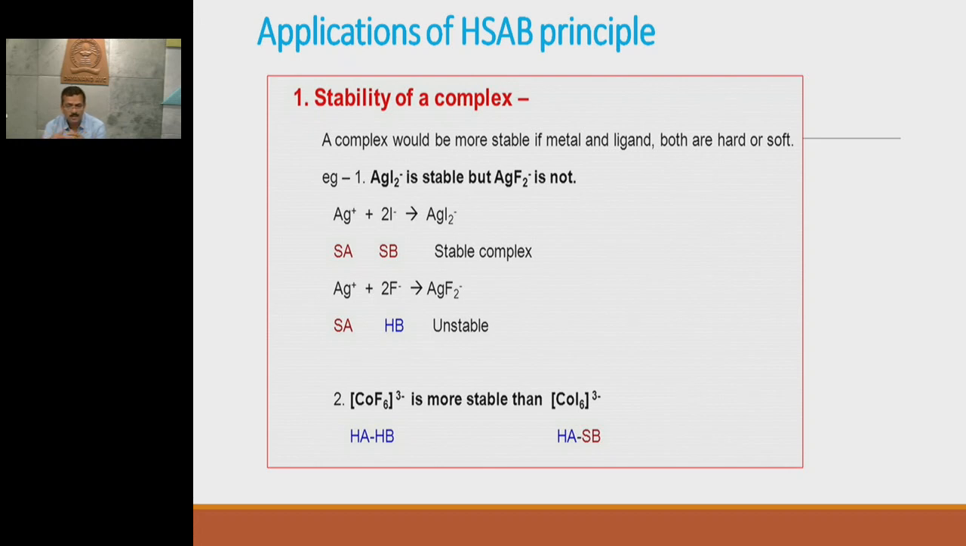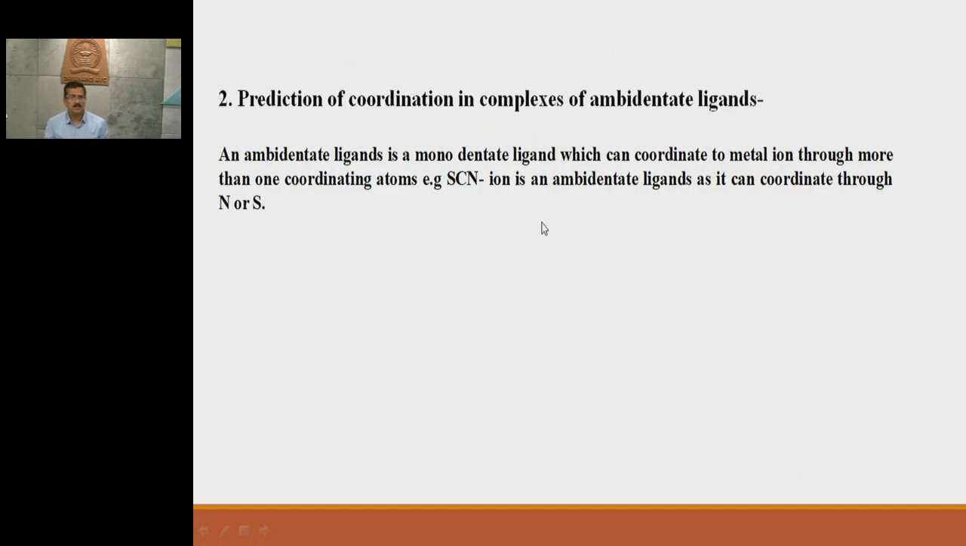Here is another example, CoF6 3 minus and CoI6 3 minus, in which cobalt ion is a hard acid, F minus is a hard base and I minus is a soft base. So the hard acid and hard base interaction leads to CoF6 3 minus being more stable compared to CoI6 3 minus, because the latter has a hard acid and soft base. So this is the way of understanding the stability of complexes with respect to the HSAB concept.